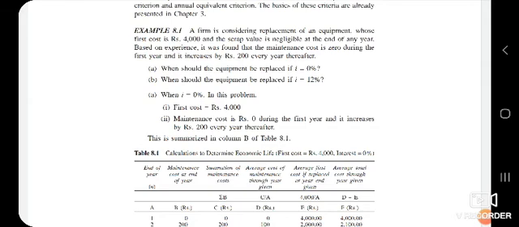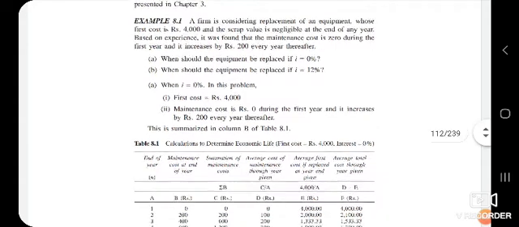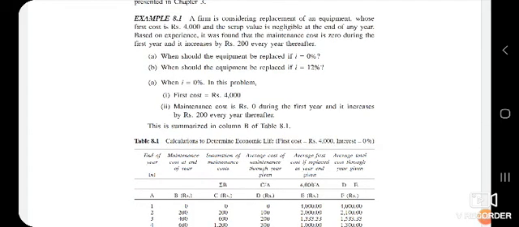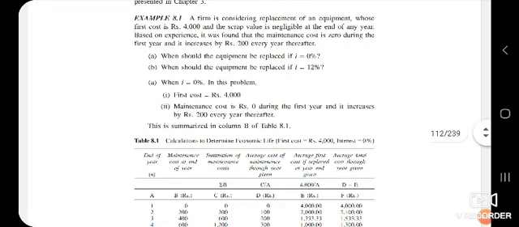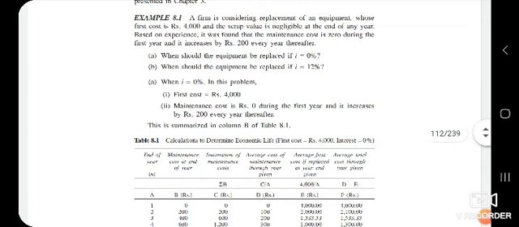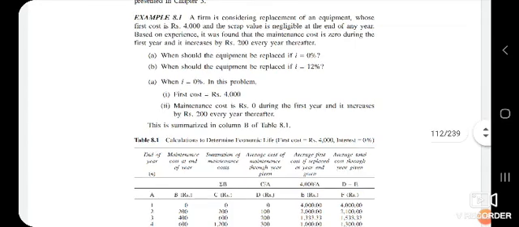A firm is considering replacement of an equipment whose first cost is rupees 4,000 and the scrap value is negligible at the end of any year. Based on experience, it was found that the maintenance cost is zero during the first year and it increases by 200 each year thereafter. So, the first question is: when should the equipment be replaced if the interest is 0 percent, and when should it be replaced if the interest is 12 percent?